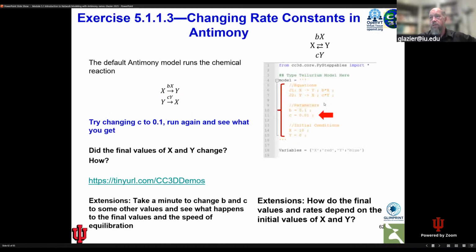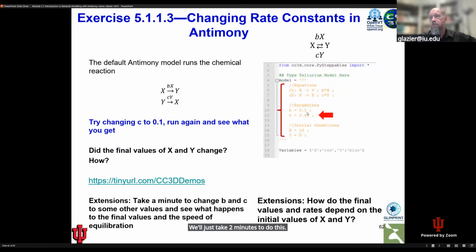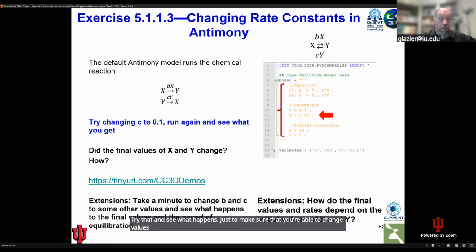You started out with this code. X goes to Y, Y goes to X. Parameters were here. First thing I want you to do is change these values of the parameters. We'll just take 2 minutes to do this. Change the value of B from say 0.01 to 0.05, or the value of C from 0.1 to 0.5, or the value of C from 0.01 to 0.1. Try that and see what happens. Just to make sure that you're able to change values in Antimony and have things work.